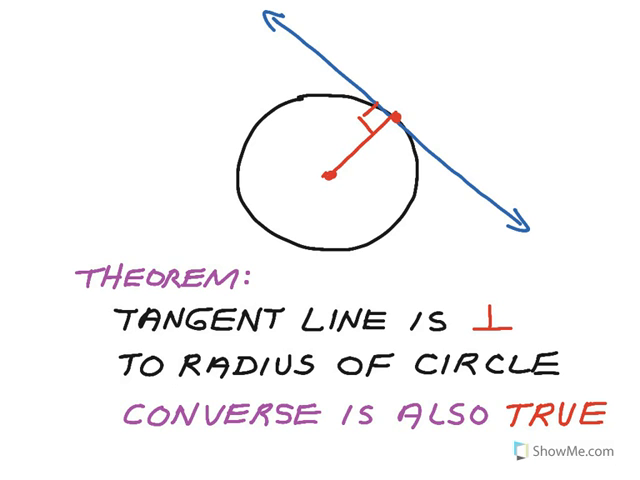So because the tangent line is always perpendicular to the radius of the circle, the converse is also true. I know that if I have a line that's perpendicular to the radius of a circle, it must be the tangent line, or a tangent line.